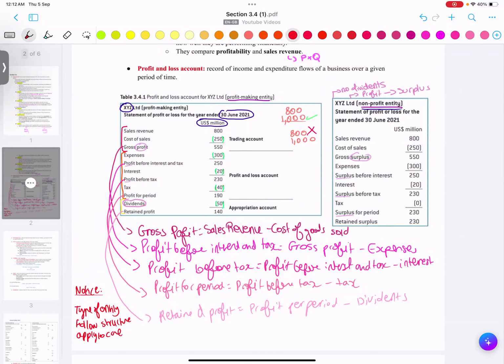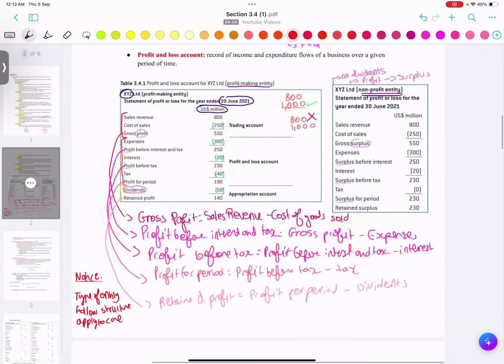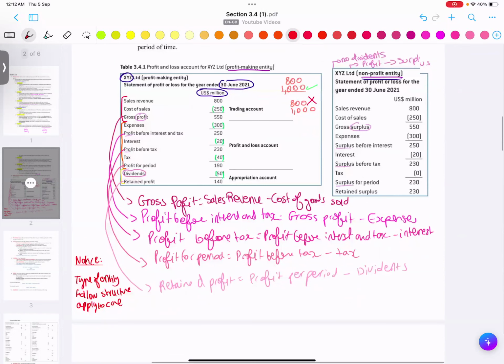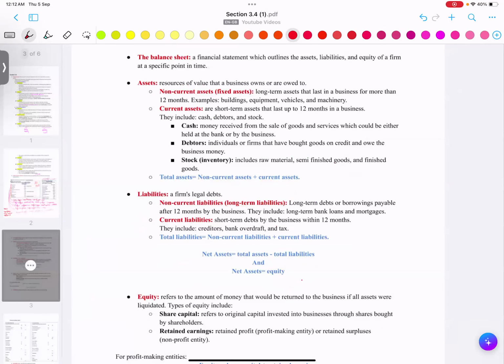Now, we have the balance sheet. So the balance sheet, what is it? It's a financial statement which outlines the assets, the liabilities, and equity of a firm at a specific point. And now we're going to be explaining what assets, liability, and equity of a firm are.